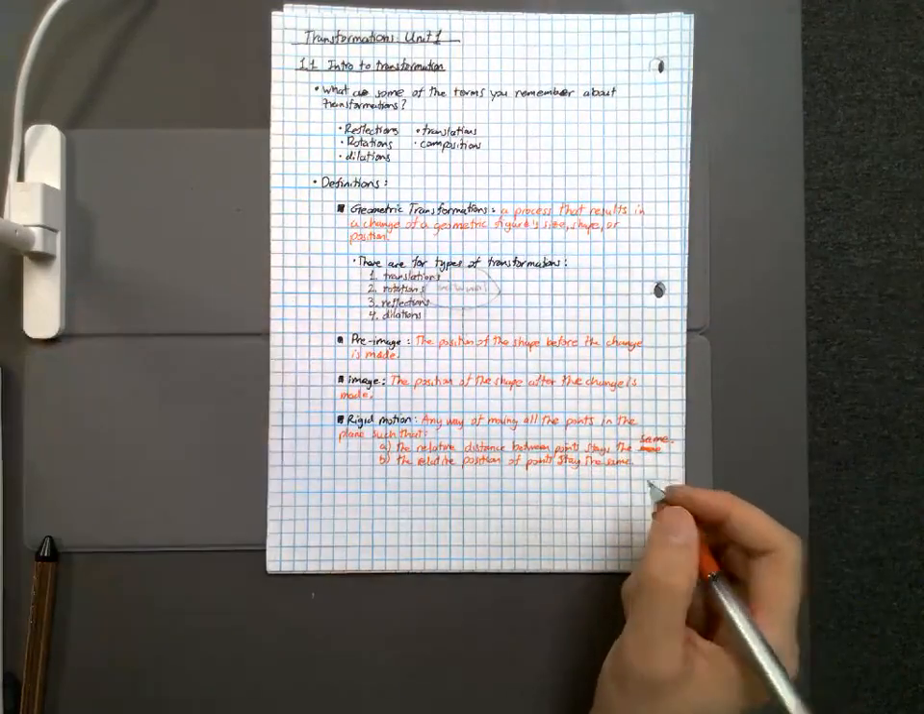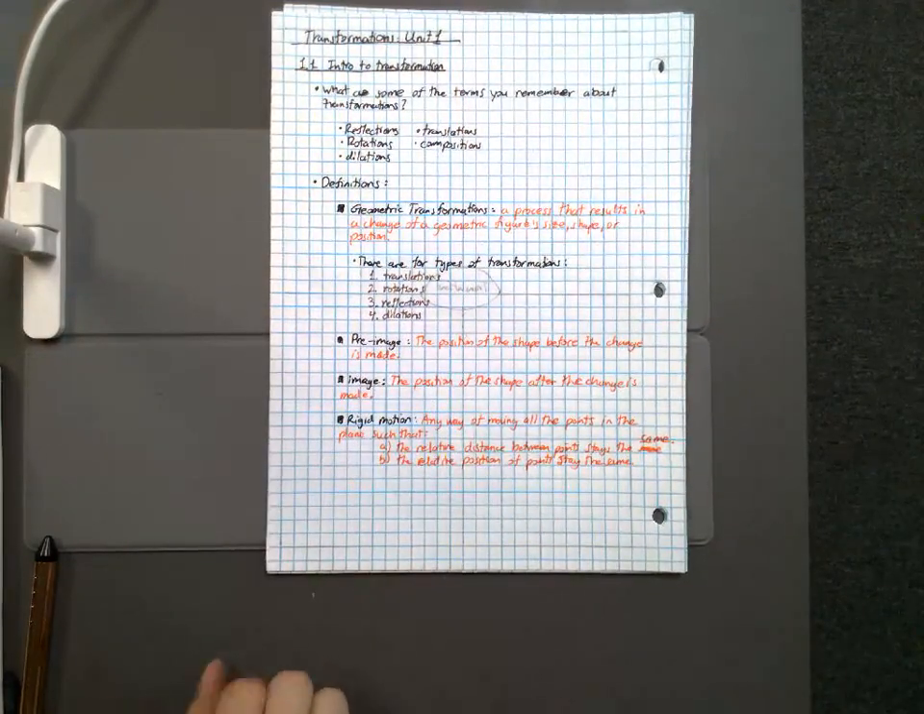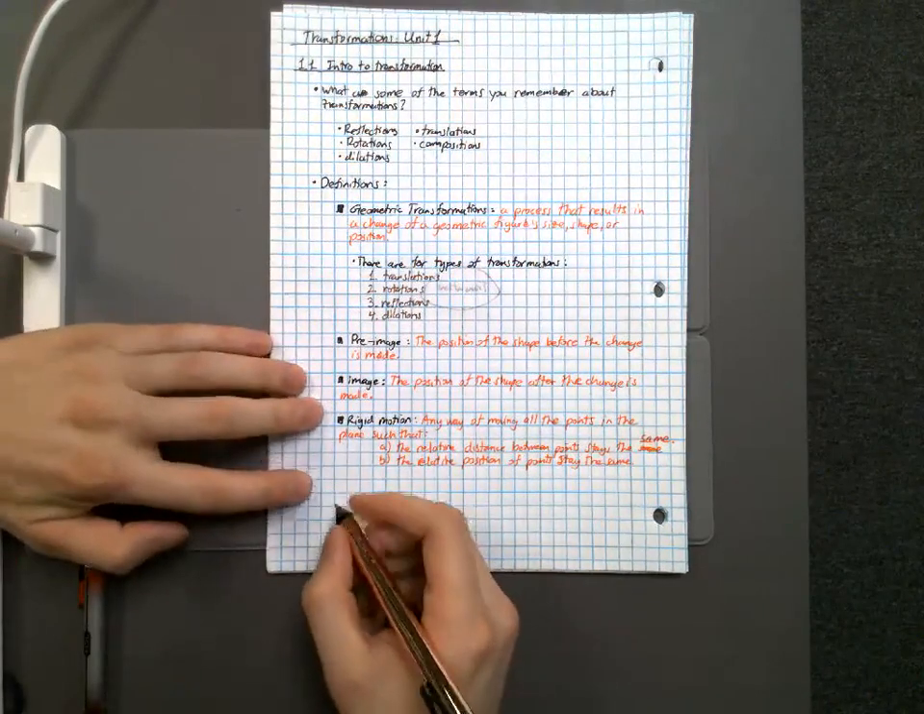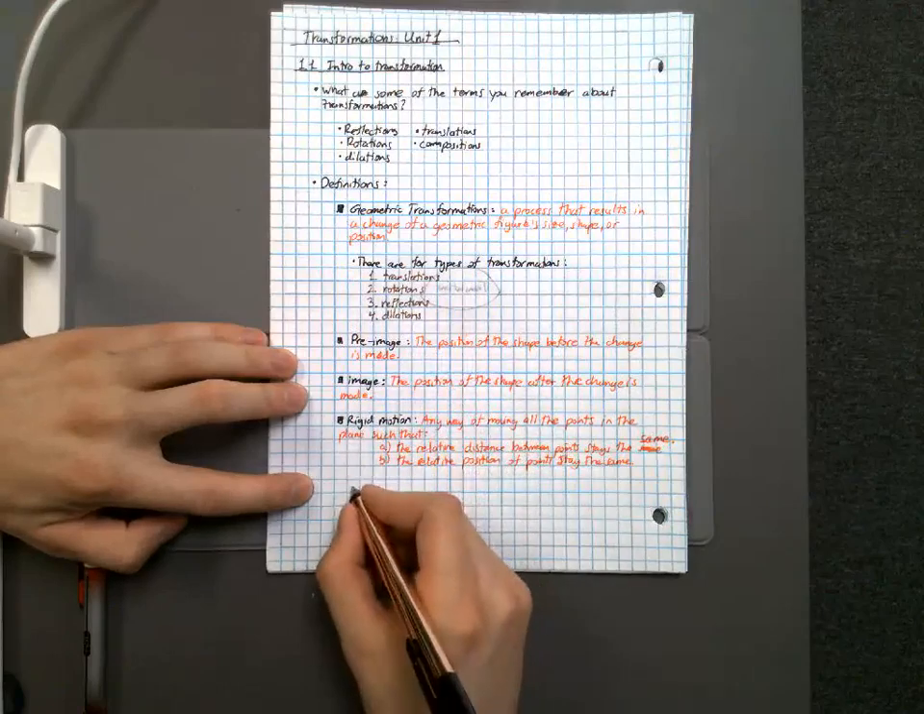Okay. There are 4 examples of rigid motion. Okay. We will state that here.